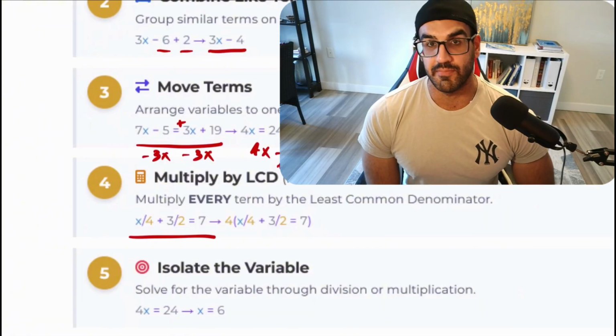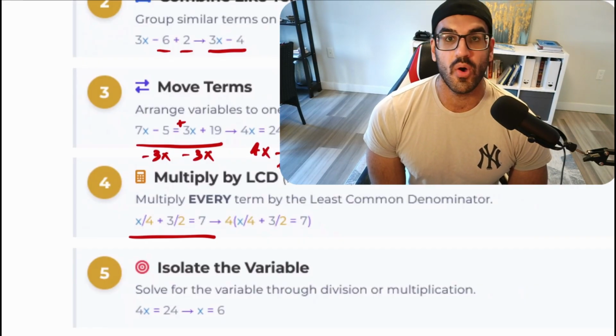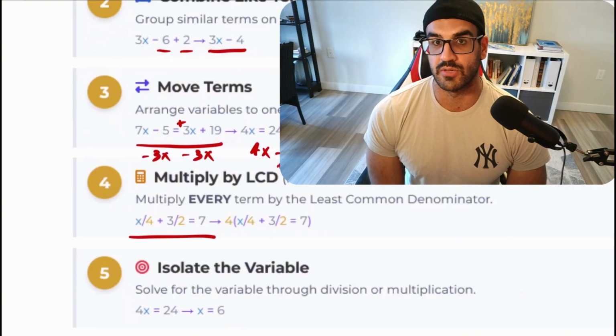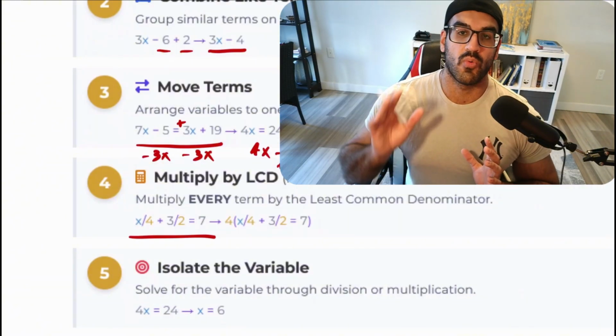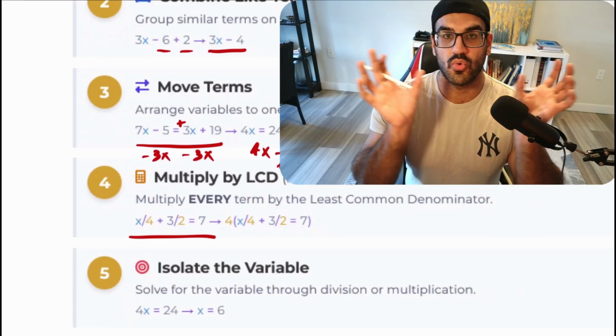Another thing that I mentioned in the previous video was that whatever you do with one side of the equation, you have to do the same thing with the other side of the equation, because again, we are not going to change anything. Whatever we do with this side of a scale, we have to do with the other side of the scale to make sure that everything is the same.